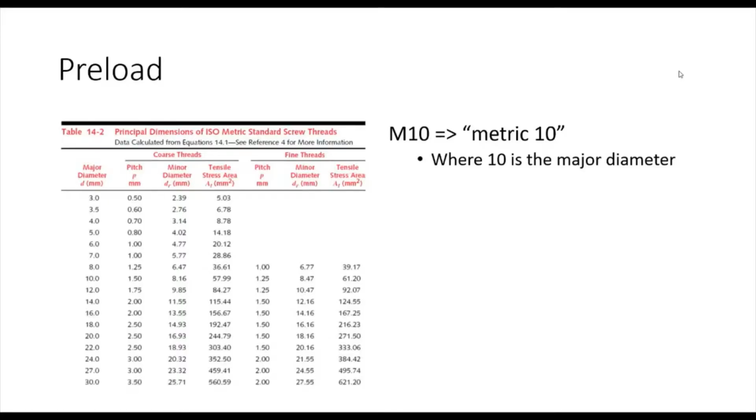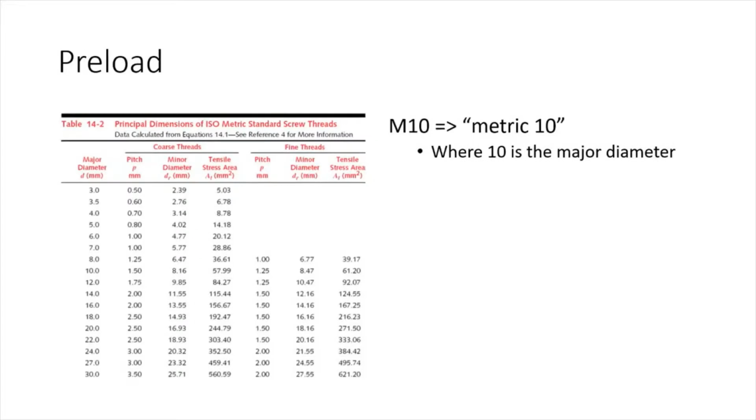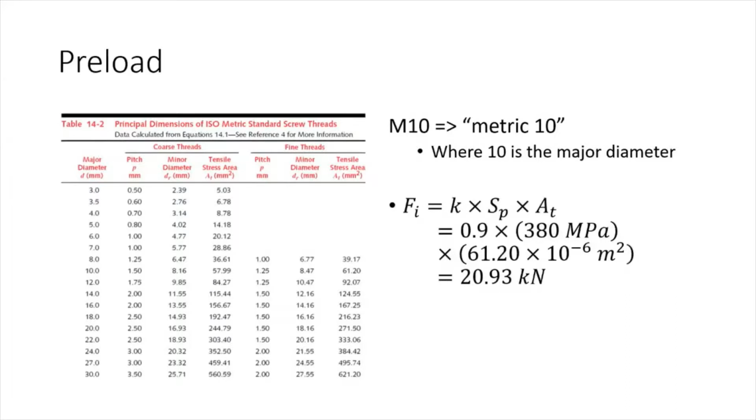The proof strength is given in megapascals. We need to convert it to a force to find the preload. Remember the definition of the proof strength. It was the quotient of the proof load and the tensile stress area. So the relationship between them can be expressed with the following formula. Preload equals K times proof strength times tensile stress area, where K is the fraction of the proof strength given in the hint, which is 0.9.